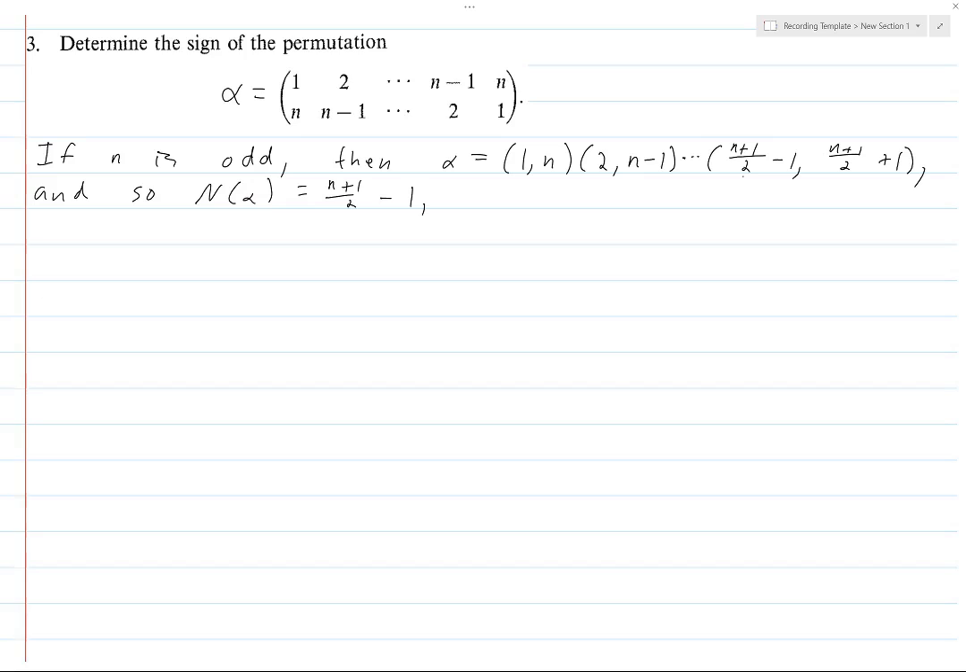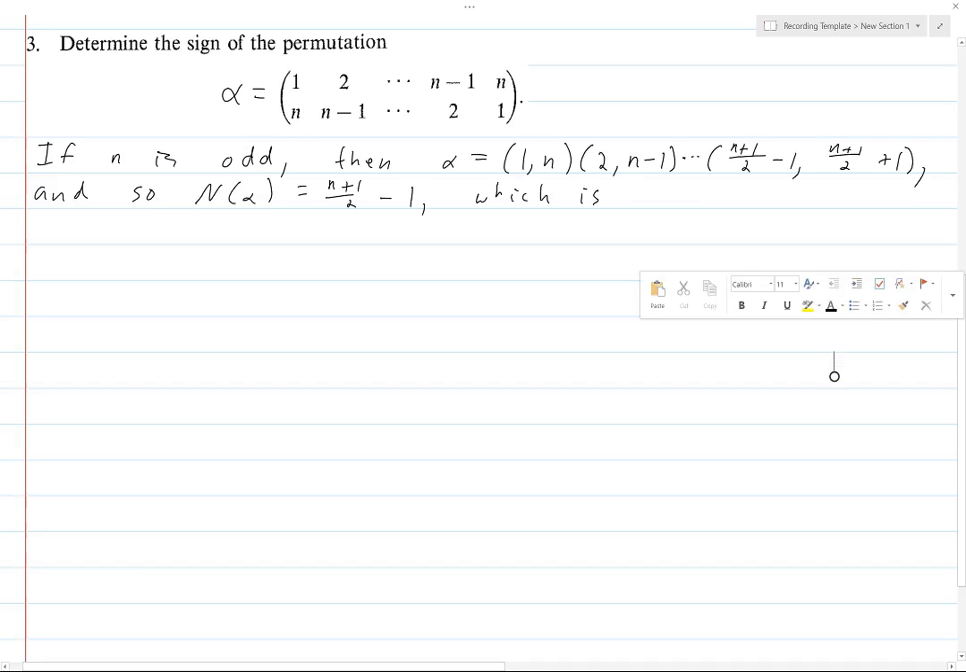So anyways, we want to know the sign of this. So we want to know when n of alpha is even and when n of alpha is odd. So here, this is even if and only if n plus 1 over 2 is odd, right? Because that just differs from what we're looking for by a factor of 1.